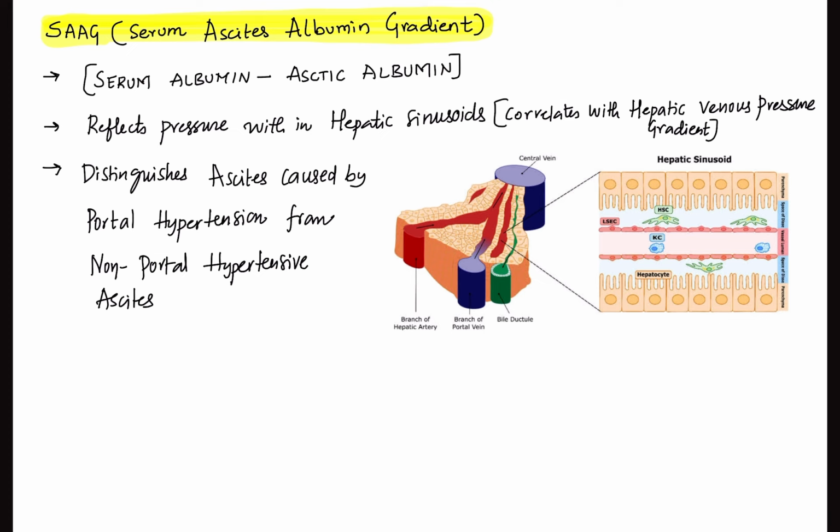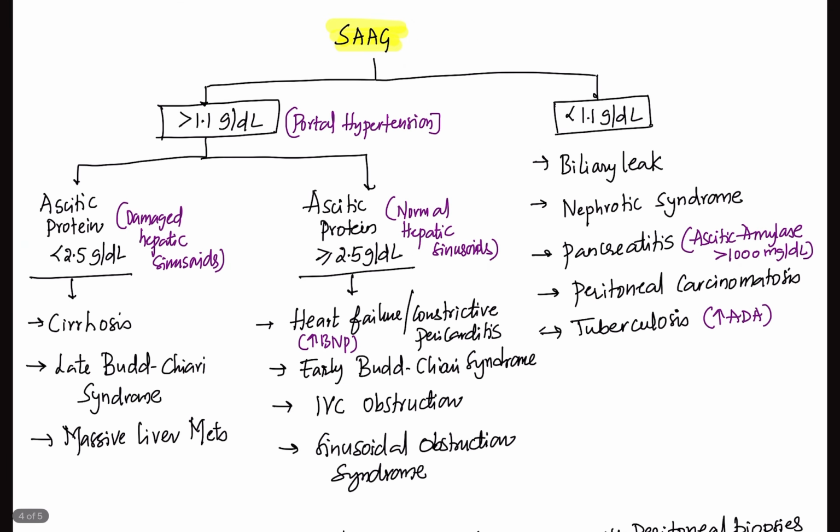that is the hepatic venous pressure gradient, is reflected by this SAAG. If it is high, it means portal hypertension. If it is low, it is not portal hypertension. So I can confidently say that the SAAG value reflects the hepatic venous pressure. The more the pressure, the more the portal hypertension. So I can distinguish ascites caused by portal hypertension versus non-portal hypertension based on the SAAG value. If the SAAG value is more than 1.1 gram per deciliter, it is because of portal hypertension. If it is less, it is non-portal hypertension causes.